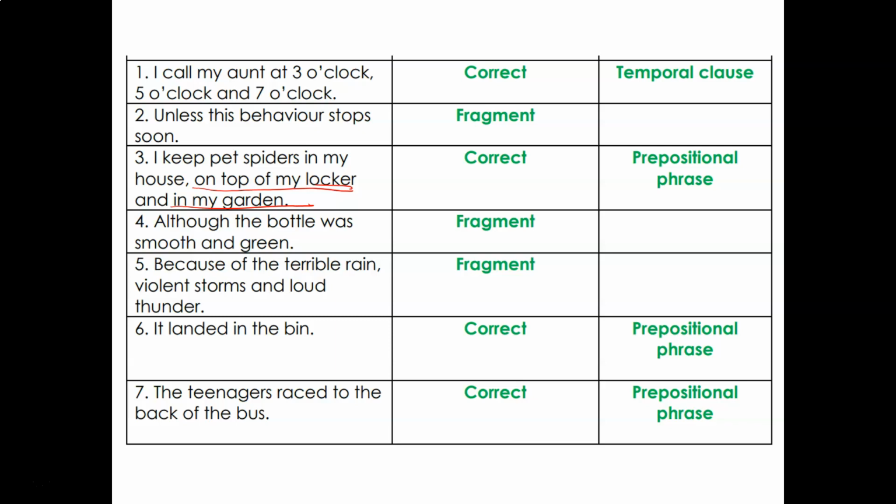Number 6, it landed in the bin is correct. Okay, it has a prepositional phrase, tells us where something goes. It goes in the bin. And number 7 is also correct and it contains a prepositional phrase. Well done if you spotted that. And that was to the back of the bus. Okay, give yourself a mark out of 7.